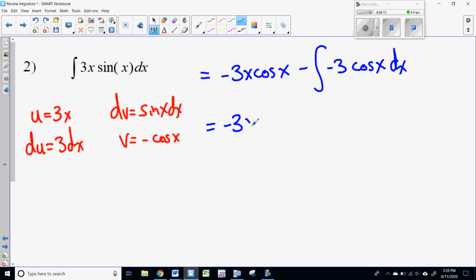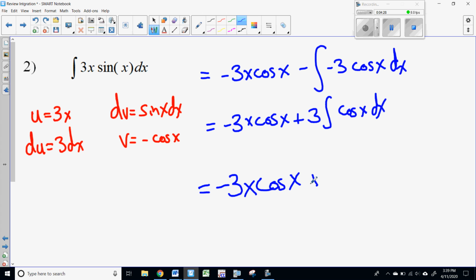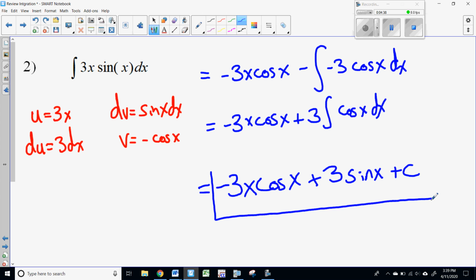So let me simplify this a little bit before we take the antiderivative again. I'm going to bring out the negative 3 and make this plus 3 times the integral of cosine of x dx. Then finally, we still have the negative 3x cosine x in front, plus 3 times the antiderivative of cosine of x, which is sine of x. And then we add our plus c at the end. And there is our antiderivative by using integration by parts.